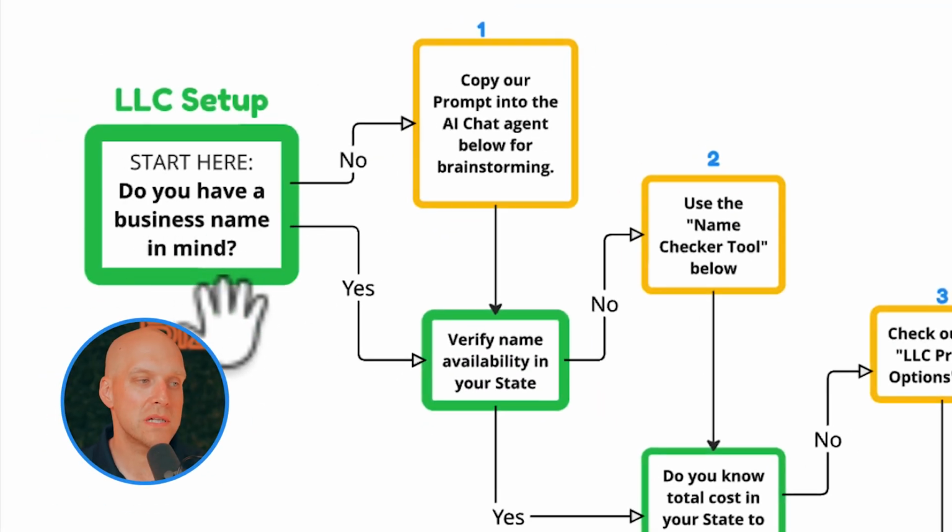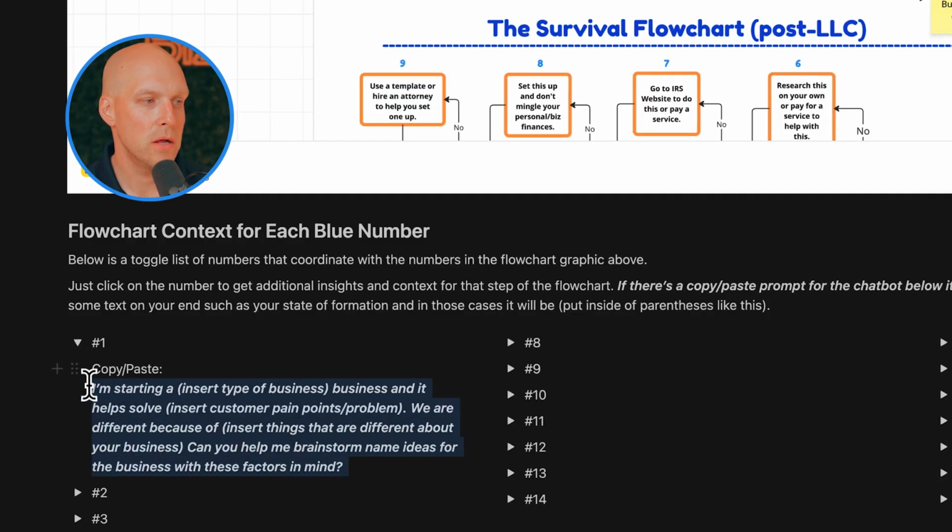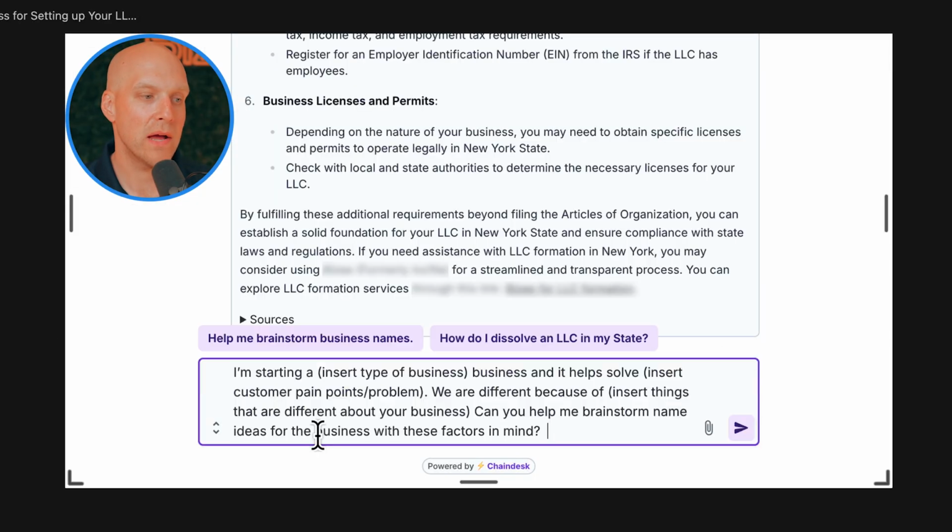So for example, the first step really is, do you actually have a business name in mind? Well, if you don't have a business name in mind and you click no here, you can go to this prompt number 1. It says copy our prompt into the AI chat agent. So what you can see here is you can do this drop down right here. You can copy and paste this prompt, and we actually have a chat agent built into this. And then all you have to do is insert type of business, and then insert your customer pain points, and then insert things that are different about your business. And this will actually help you brainstorm up a name for your business. So that is how this tool works right here.